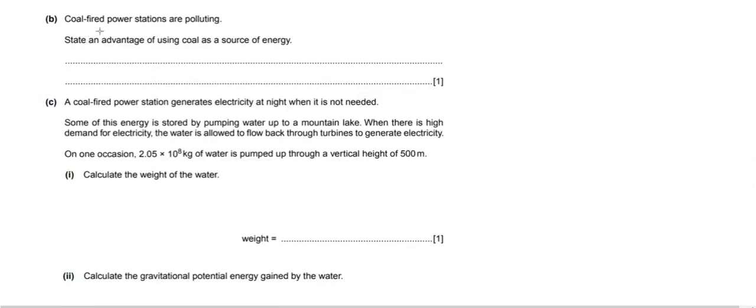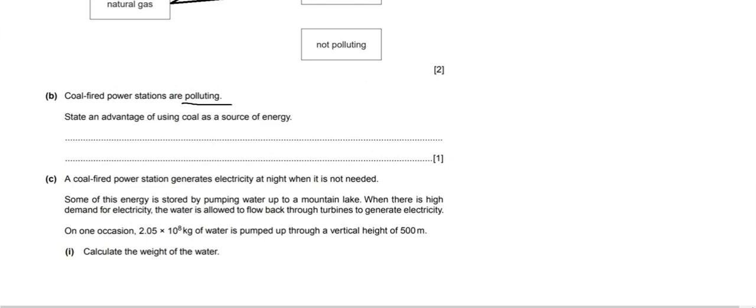Now question B: a coal-fired power station is polluting, and state the advantage of using coal as the source of energy. Though it is polluting, there are some advantages and disadvantages we have seen. The advantage is that it is relatively cheap. Another important point is that it's widely available. It's very easy to have the availability of such coal-fired stations, and that's why it is reliable in that sense. It's not that cheap, but only in relative comparison it is cheap.